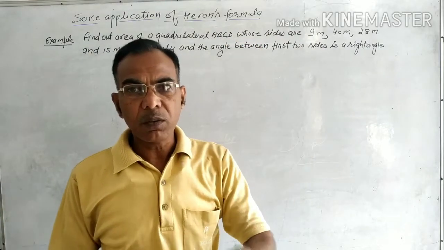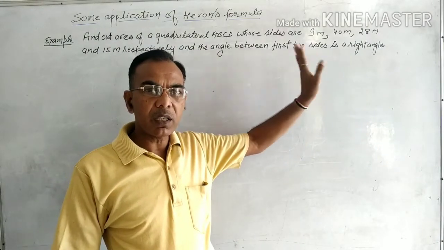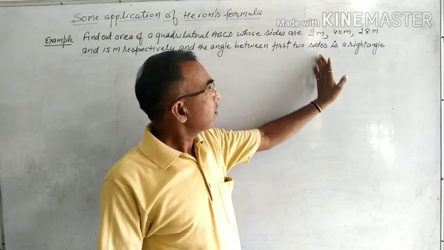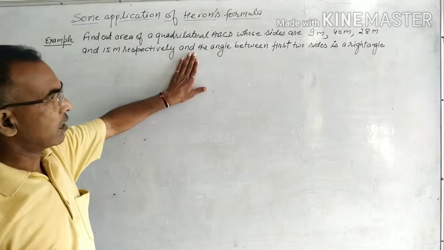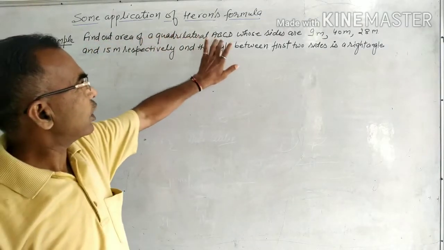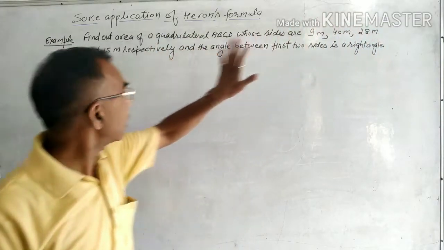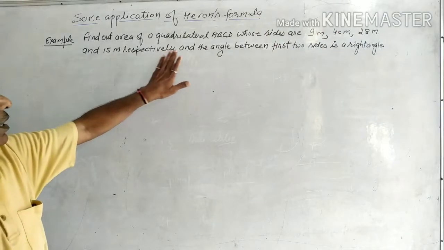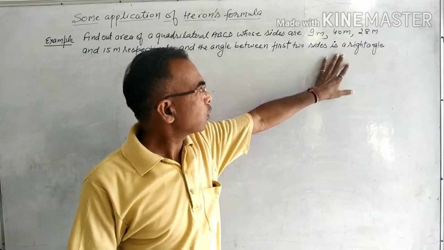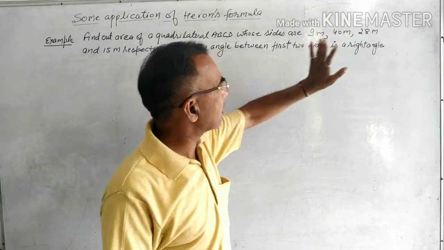First, if you want to find the area of a quadrilateral, you convert the quadrilateral into two triangles. Clear? Then how do we find the area? For example, find the area of a quadrilateral ABCD whose sides are 9 meter, 40 meter, 28 meter and 15 meter respectively, and the angle between the first two sides is a right angle. The angle between the two sides is 90 degrees and all four sides are given.